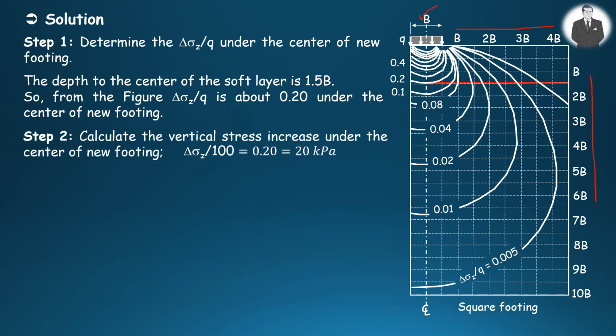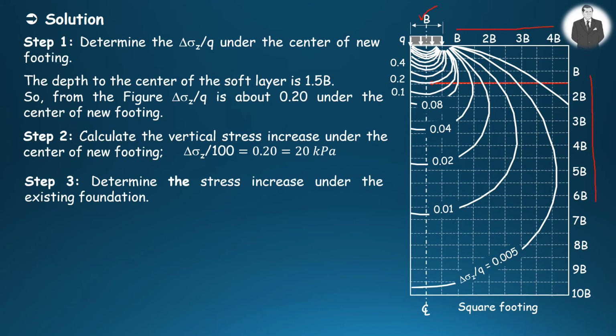The second step is to calculate the vertical stress increase under the center of the new footing. This is easy because we have the ratio. If you multiply this ratio by the contact pressure of the foundation, which is 100 kilopascal, then we get the stress increase as 20 kilopascal. The final step is to determine the stress increase under the existing foundation.